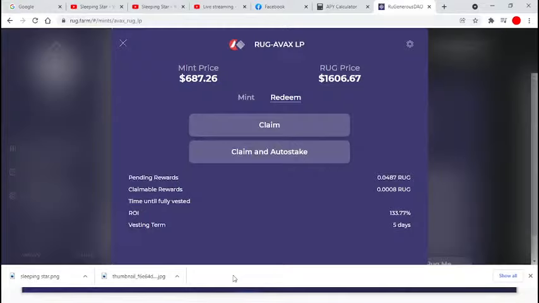So, when you're minting, you're getting a discount. See, the market price usually when you're trying to buy on Trader Joe or something of that nature, you'll be paying at this price for the price of rug.